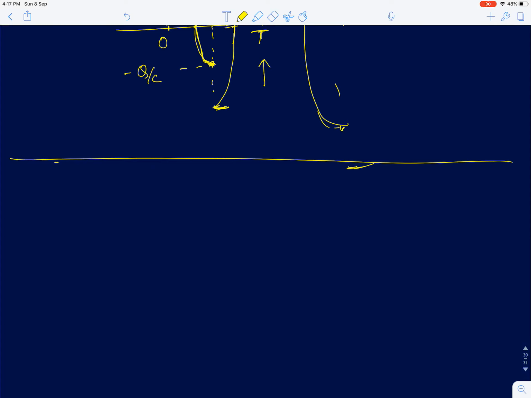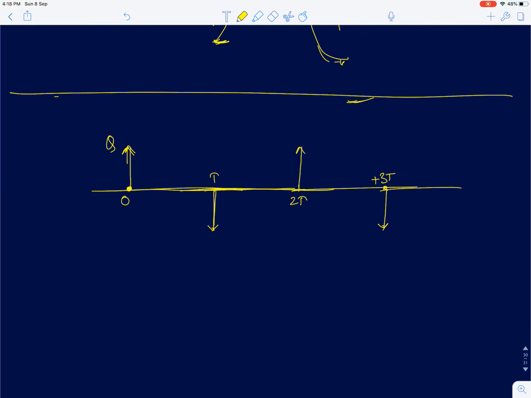Now to explain the other case where the sinusoidal frequency is not the same as the resonant frequency, I'll consider a case where the frequency is a subharmonic. Meaning you are going to inject a positive charge at 0, a negative charge at t equal to t, then a positive charge at 2t, and a negative charge at 3t.